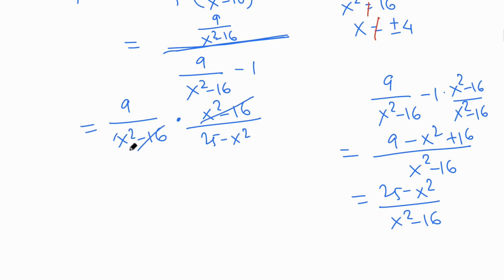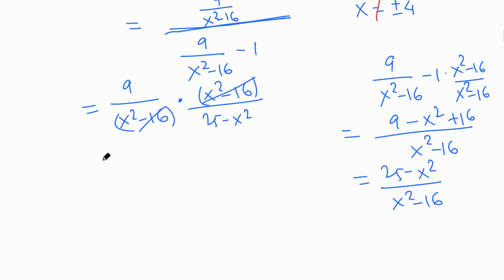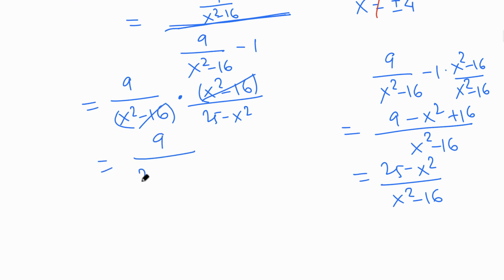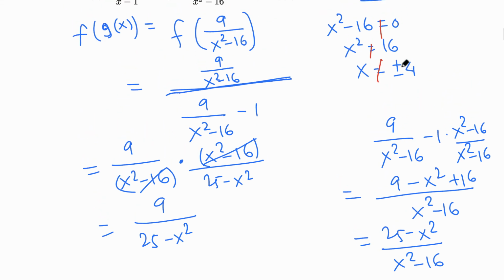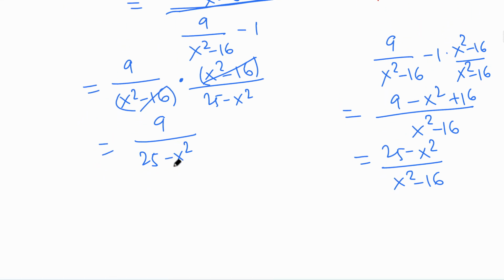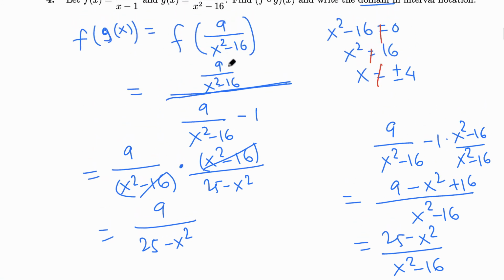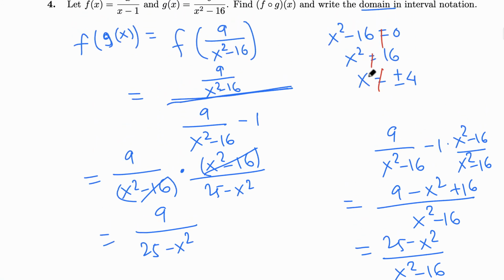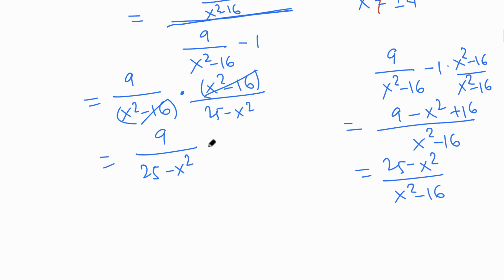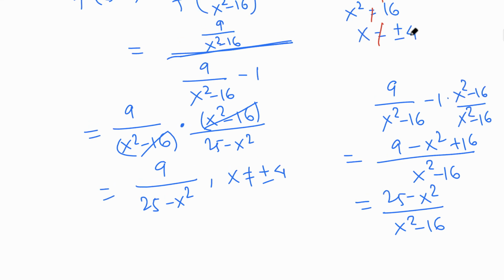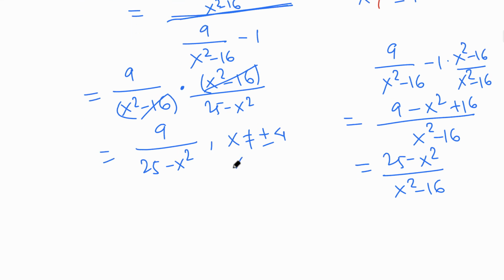These two cancel collectively, as a block. That leaves 9 over 25 minus x squared. We already know x cannot be equal to plus minus 4. And here, look at 25 minus x squared. When x is plus or minus 5, that becomes 0. Same thing like x squared minus 16, we can do the same work, but from the previous line we can see x cannot be equal to plus minus 4. And from here, we also see that x cannot be equal to plus minus 5.